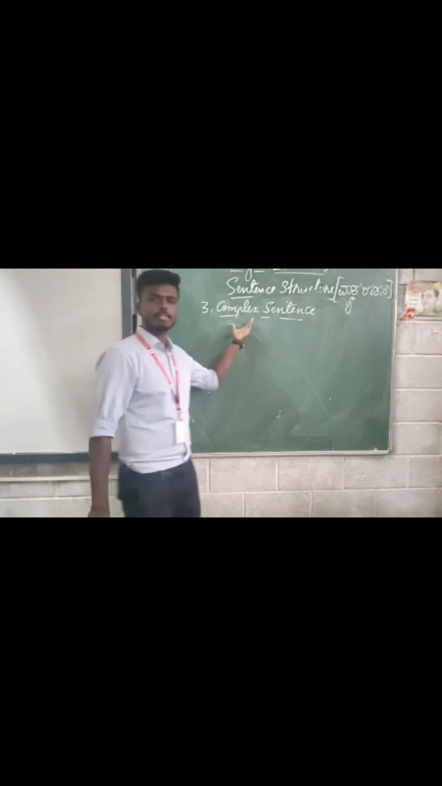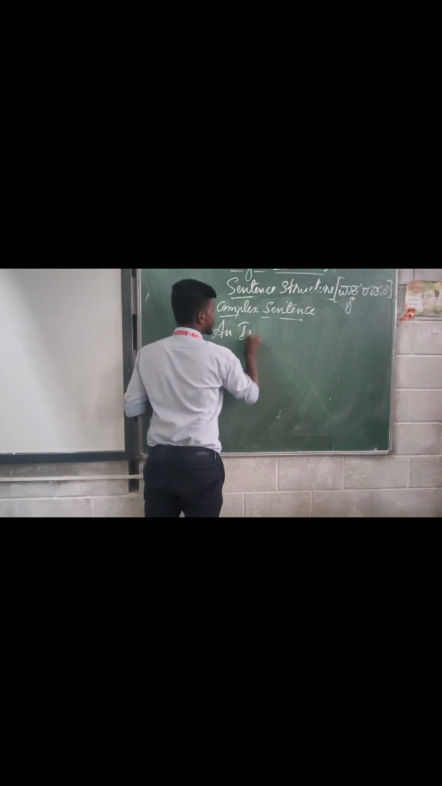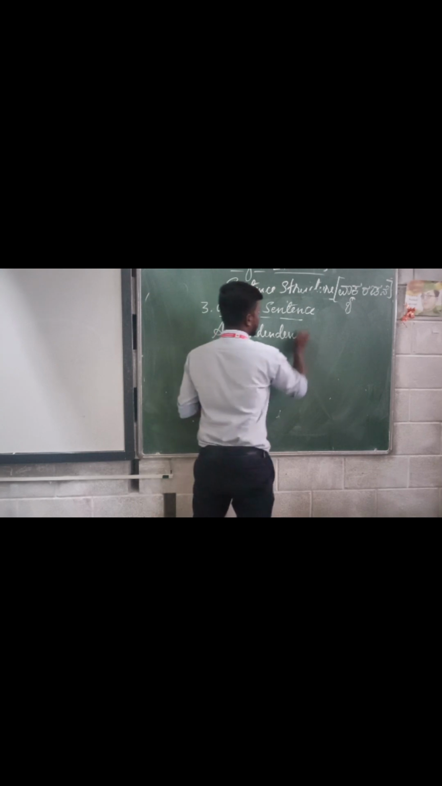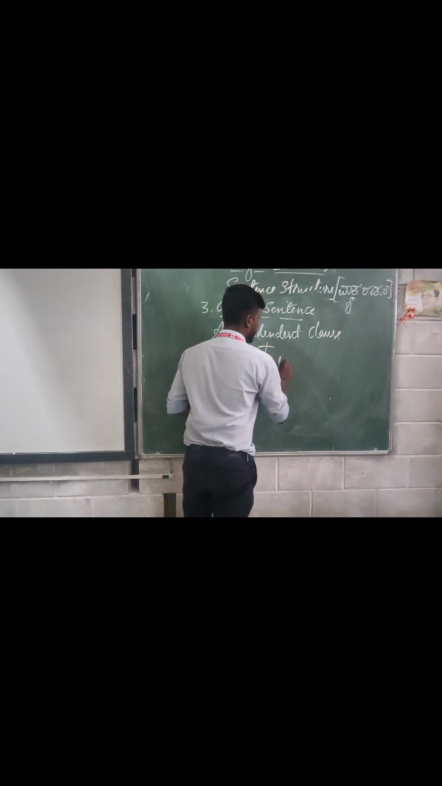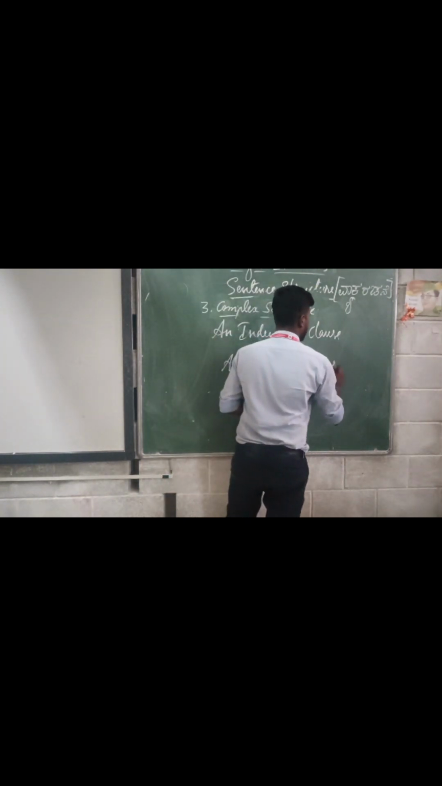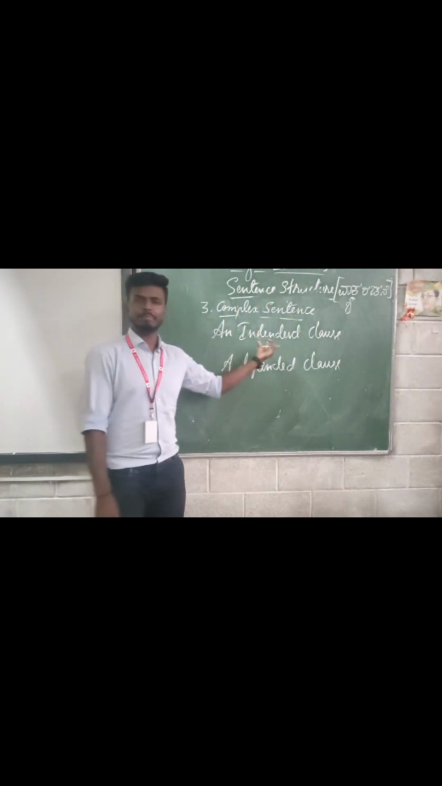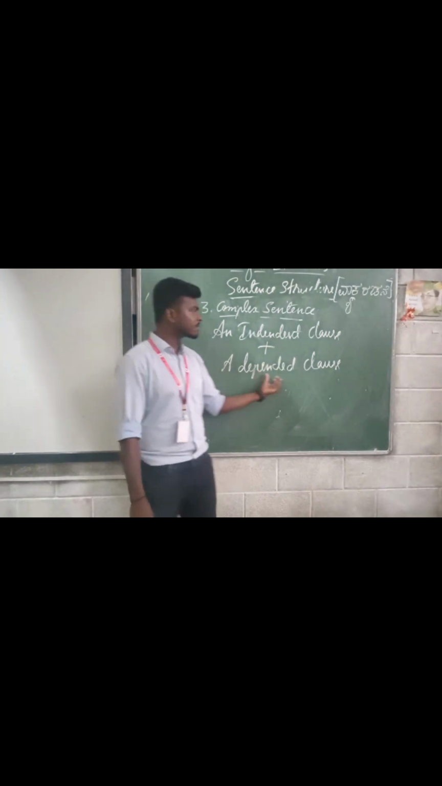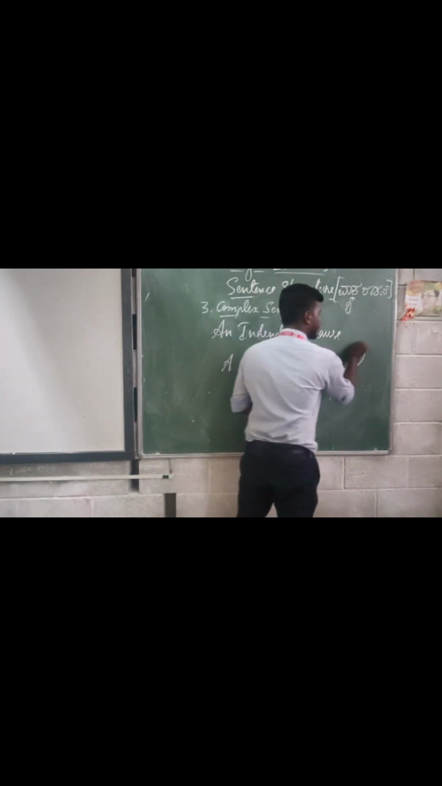So now we'll study the third type, that is a complex sentence. A complex sentence contains an independent clause plus a dependent clause. Here an independent clause has a complete sense, but a dependent clause will not have a complete sense, rather it depends on an independent clause.